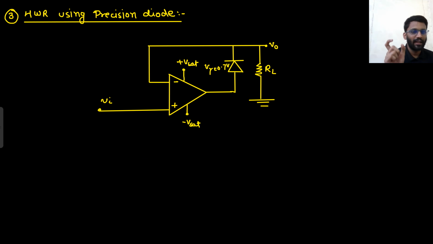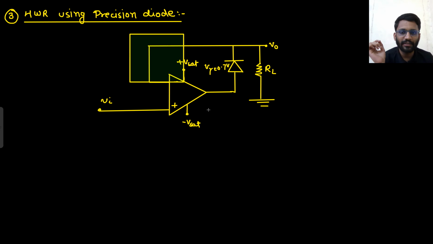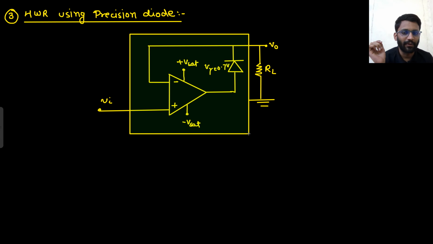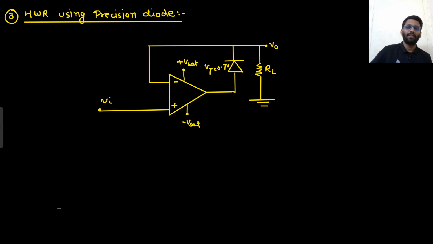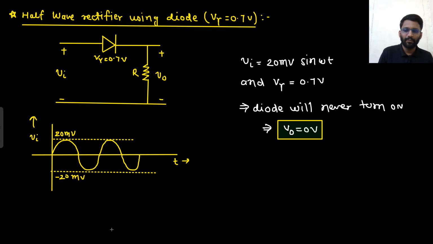So now we are going to study the half wave rectifier circuit using a precision diode. This particular circuitry is working as a precision diode. How is it working as a precision diode? Let's check that out. So the input is applied. This is the same input, the same input is being applied.